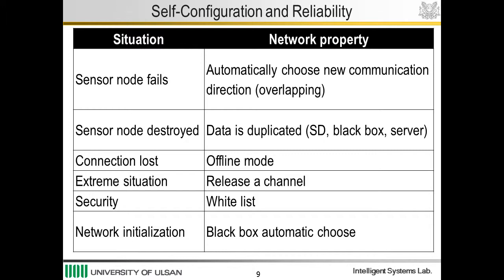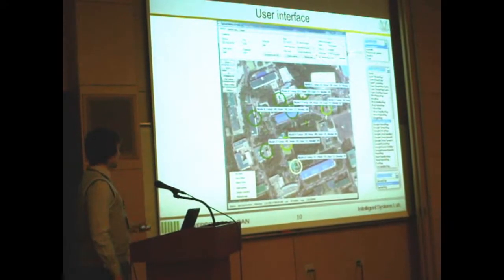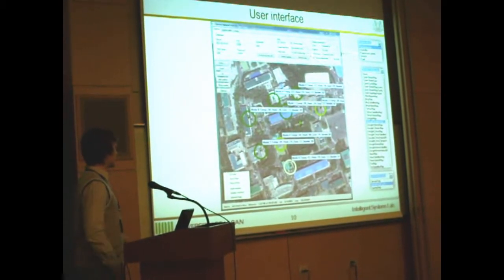And we have created the user interface which shows a map, and each sensor node position is shown by a green pin, and the environmental parameters are presented by a circle, by its color, radius, and thickness. And the user can choose whether he wants color to represent temperature, humidity, or other parameters. And we can show many kinds of maps, actually. And we use cache to decrease the network load.